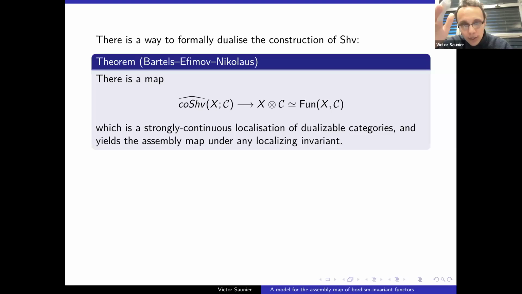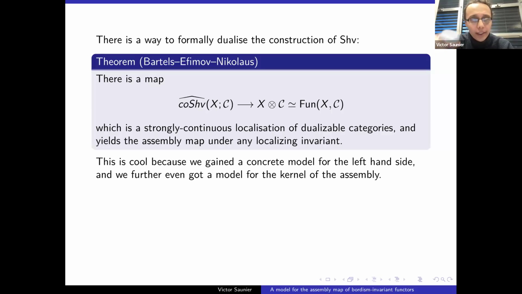I won't be using precisely this, but there's a way to do the following: to produce a map from cosheaves on X with values in C, which is a dual construction to sheaves. And this always maps to X tensor C, which in the presentable stable world is just functors out of X into C. This is a strongly continuous localization of dualizable categories. And if I apply any localizing invariant, in particular K-theory, to this, I get the assembly map.